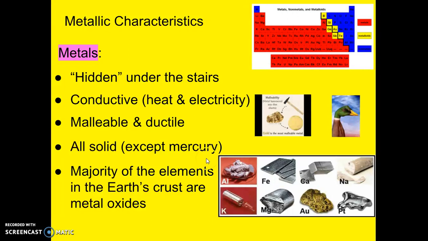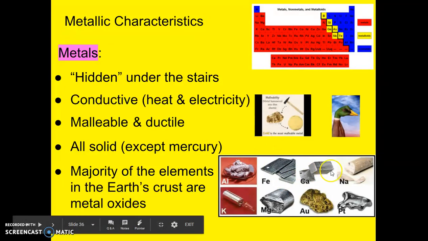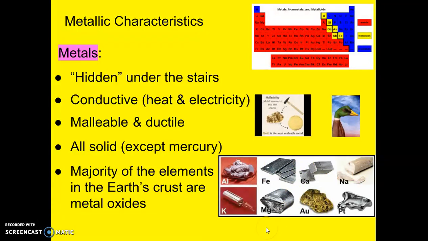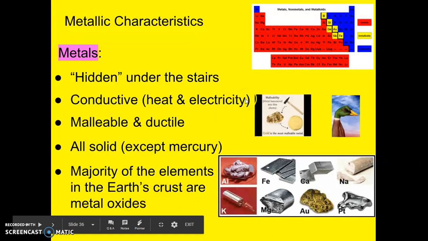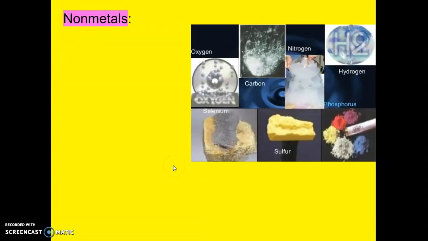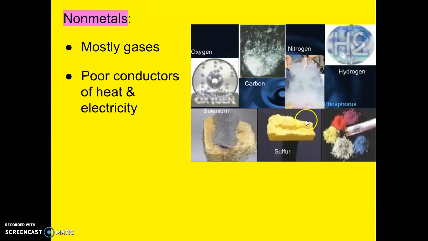And the majority of the elements in Earth's crust are metal oxides, so like iron oxide, calcium oxide, sodium oxide, gold oxide. That's how we find most of the metals in Earth's crust. These metals combined with oxygen in the air. Nonmetals, on the other hand, they are on the top of the staircase. They're mostly gases at room temperature, very poor conductors of heat and electricity. These nonmetals are going to be in the air that you're breathing.